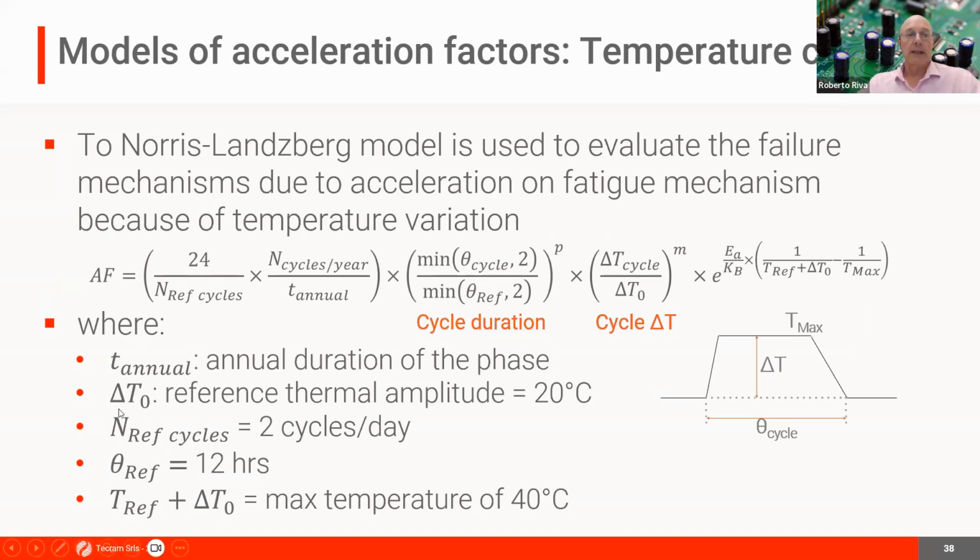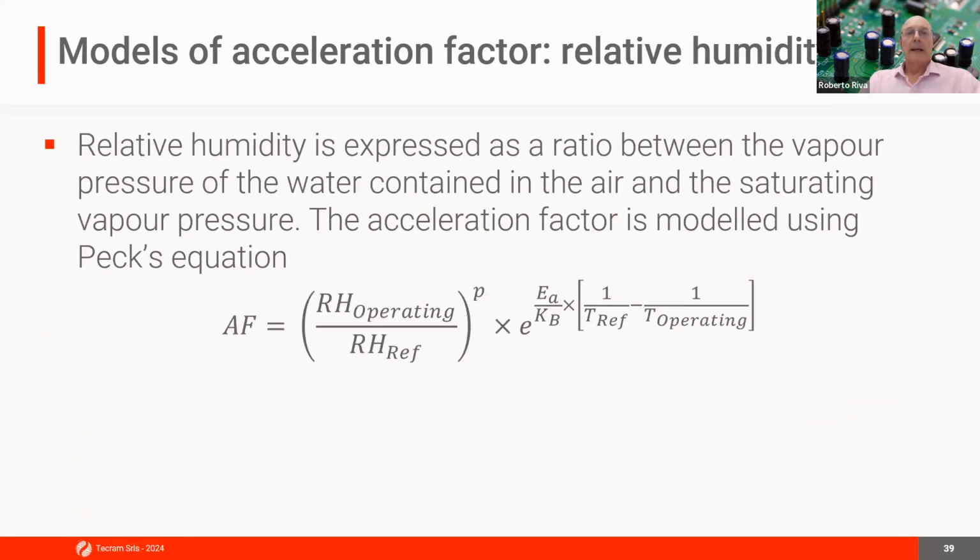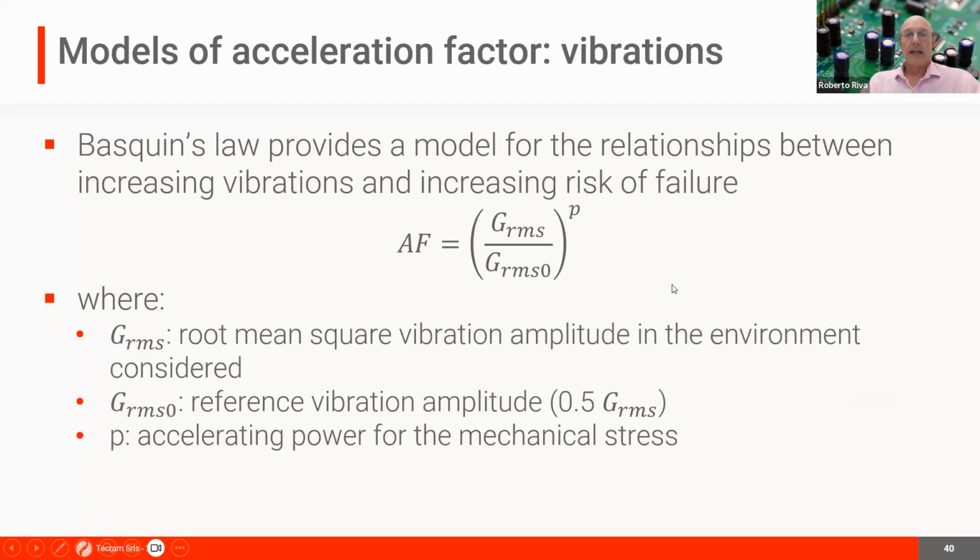And so we got the acceleration factor is proportional to the number of cycles. Cycle duration is a power law model. The delta T is also a power law model, and the actual temperature, the change in temperature, is the Arrhenius equation, the exponential model. And then we got the relative humidity model, which is a power law model and an exponential model. And then we have the vibration model, which is a power law model. Okay, so these are the elements that we basically will handle, the data that we entered into the mission profile.